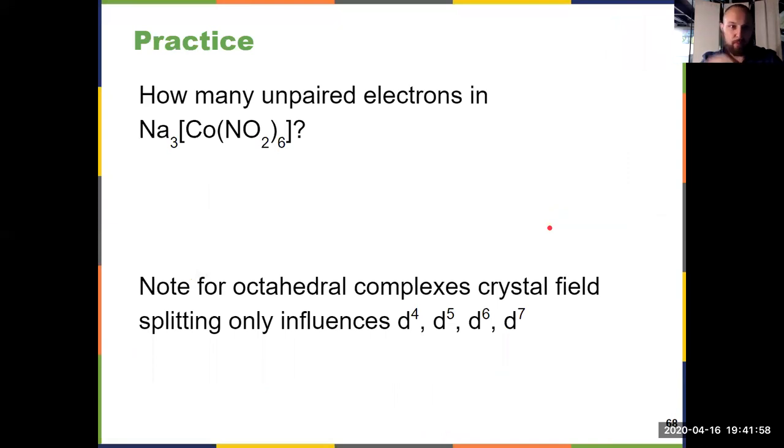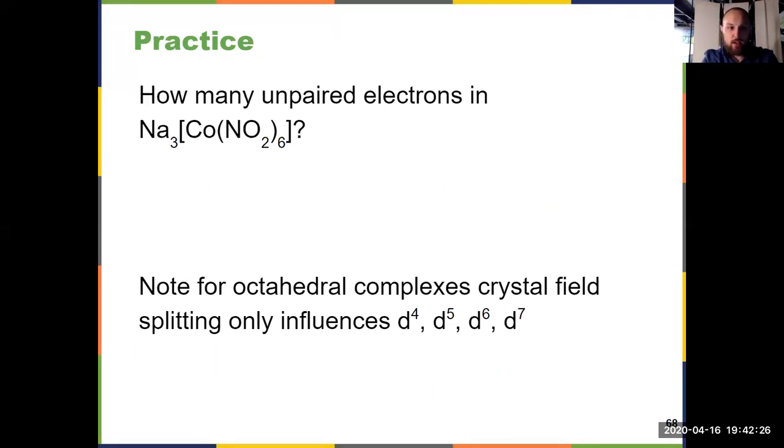So that brings us to a practice problem for you to think about. Answer this question. How many unpaired electrons in that complex? Pause the video and think about it. How many unpaired electrons? You have to identify the metal, identify the charge, identify how many electrons you're dealing with, and then figure out if it's high spin or low spin. Pause the video and try that one.